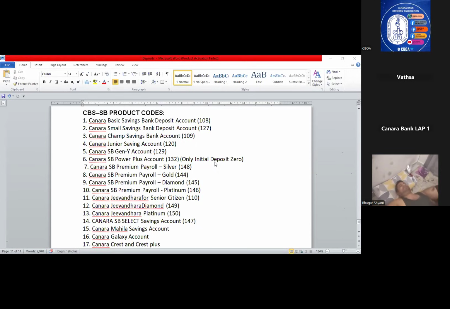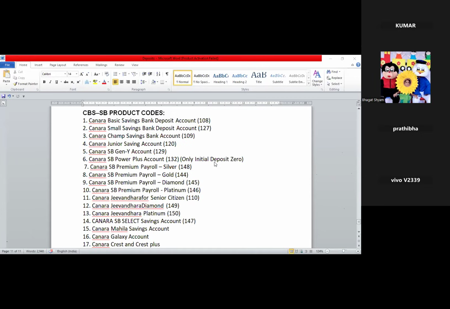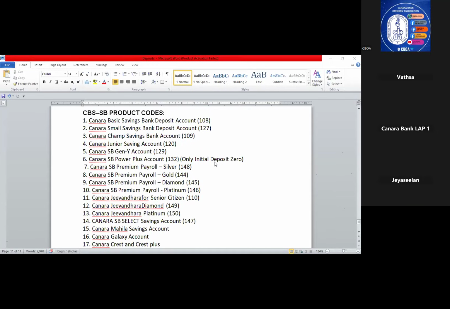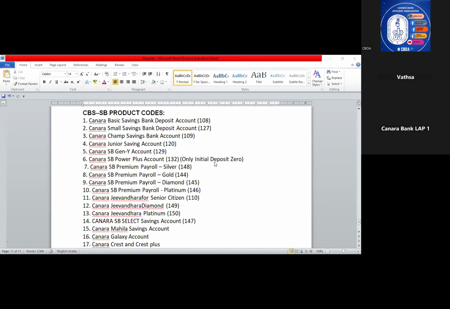Canara SB Gen Y account 129 means this account is opened for the students of IITs, NITs, and IISCs. All these premier B schools and institutions, IIMs, and the students will open a zero balance account, and after that they will be maintaining the account. They will give a credit card and a debit card where they can withdraw up to 1 lakh in the account.